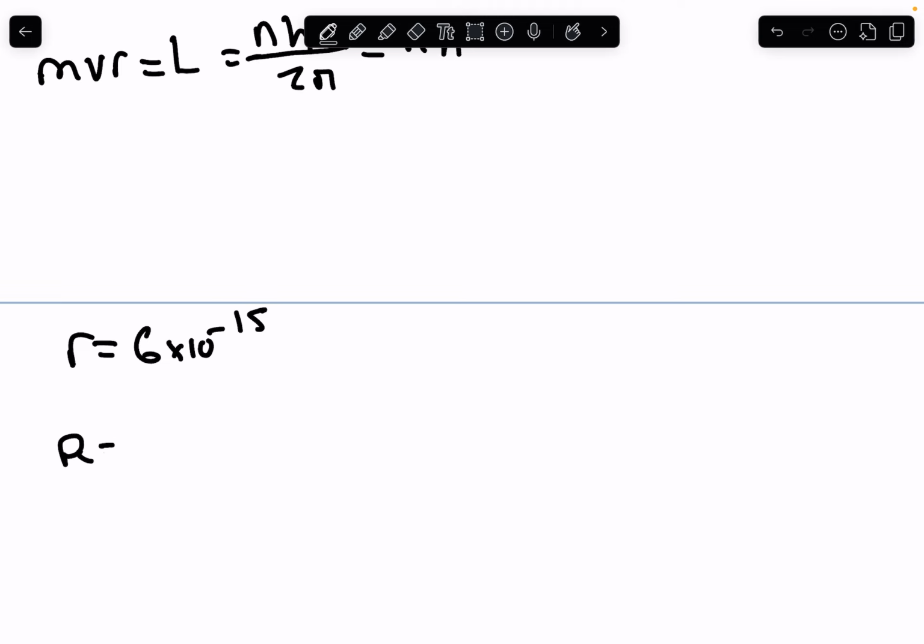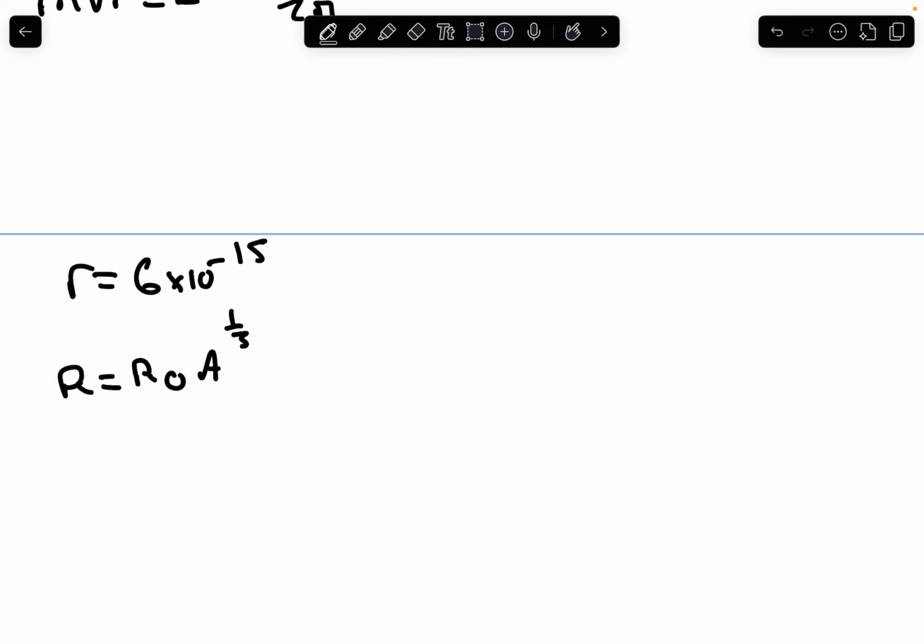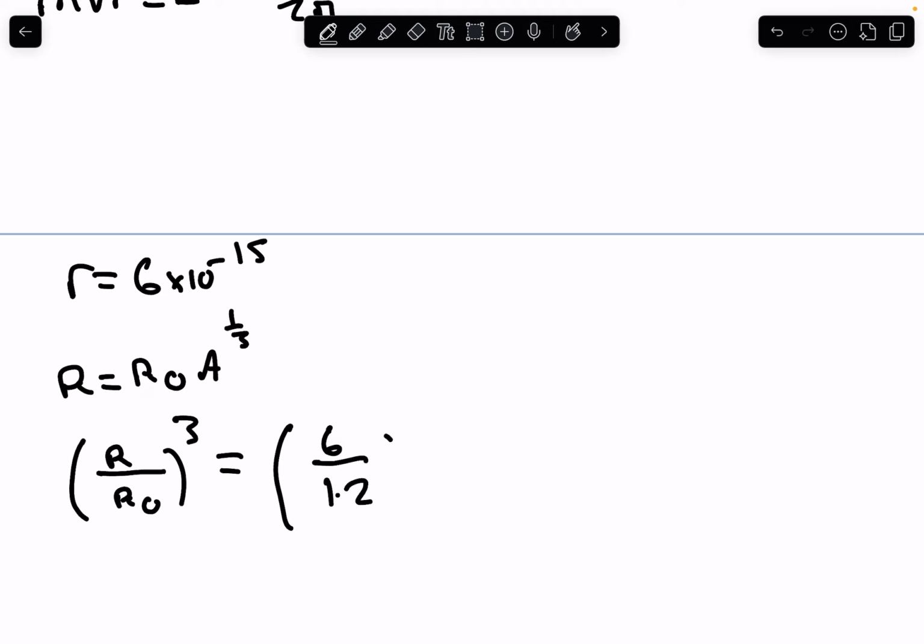So we know that R equals R node A to the 1 over 3. So I want to find A. Well, A is basically R over R node, cubed, which is equal to, well, since we know that these are both of order negative 15, we can simply state that it is 6 over 1.2 cubed, which will equal, and it has to equal an integer, of course, because the mass number cannot be a half, or very close, of course, since this is an approximation. Cubed equals 125, which is the correct answer.